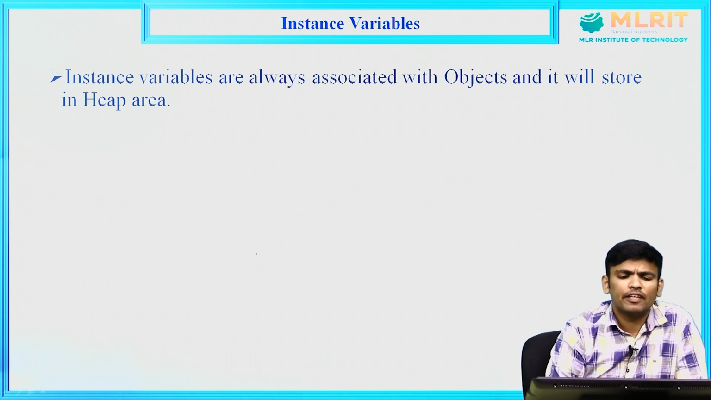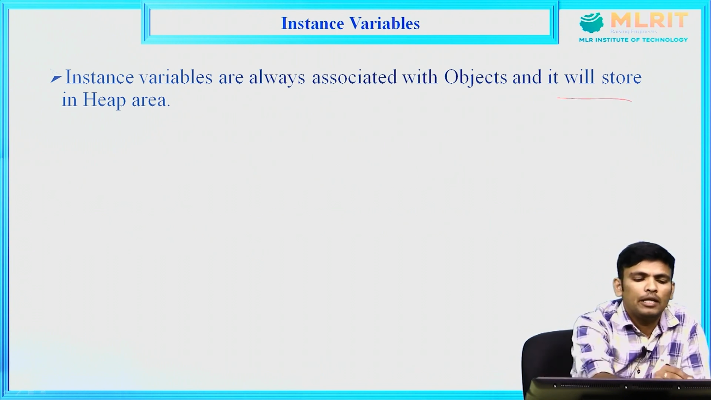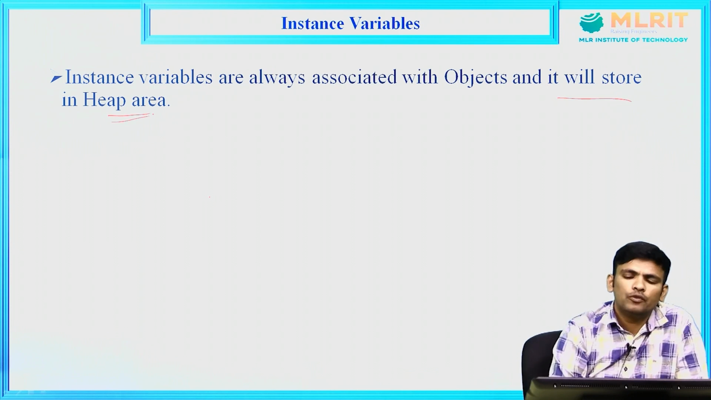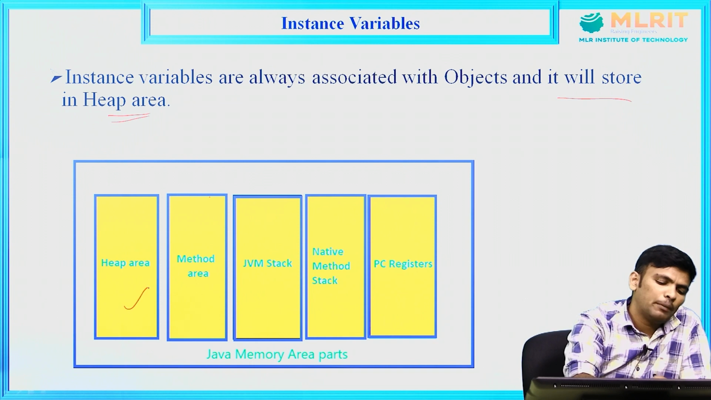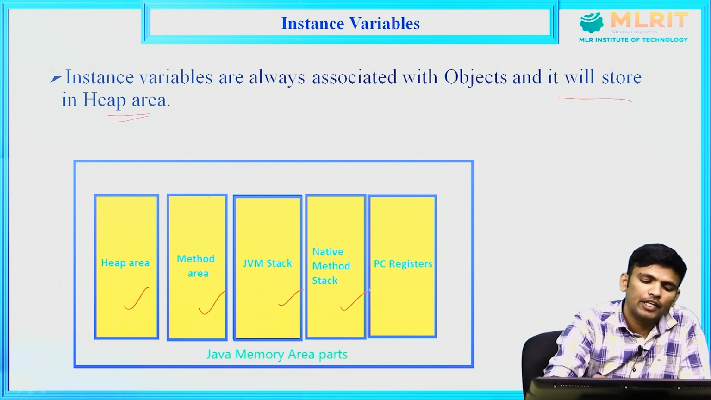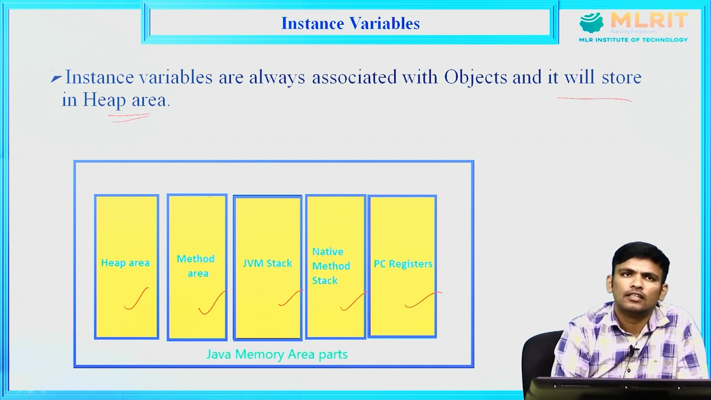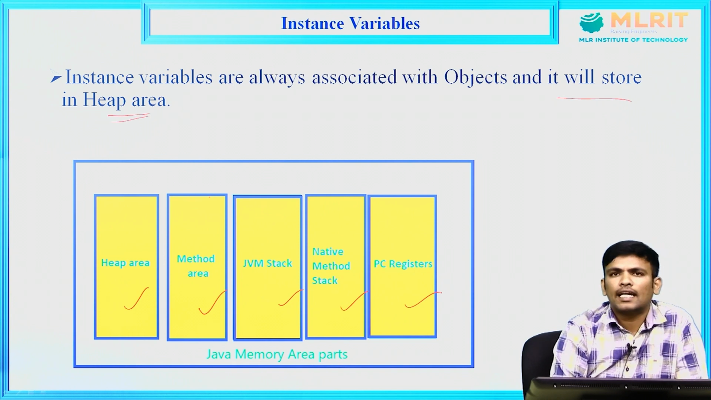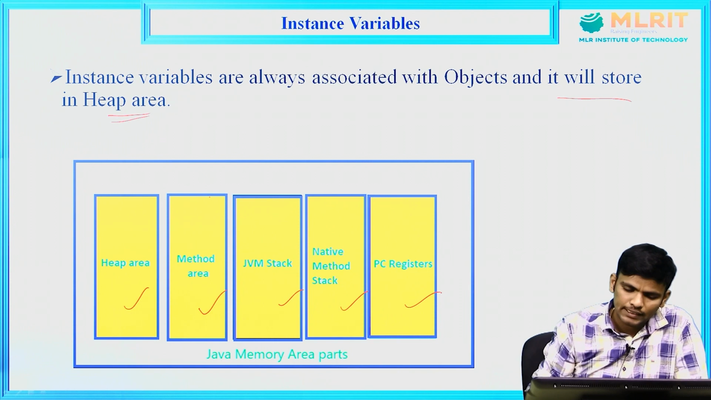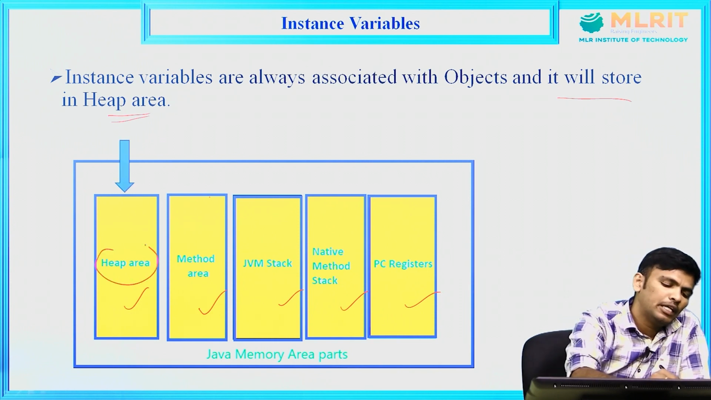Instance variables are always associated with objects, and they are stored in the heap area. In the JVM we have different memory sections: heap area, method area, JVM stack, native method stack, and PC registers. Where will your instance variables be stored? The instance variables will be stored inside the heap area.